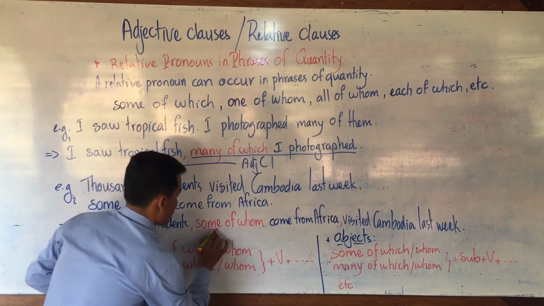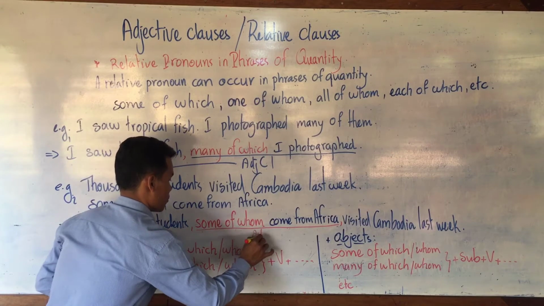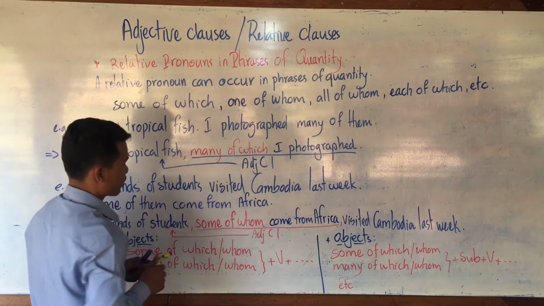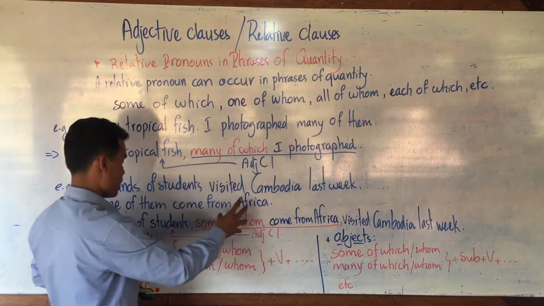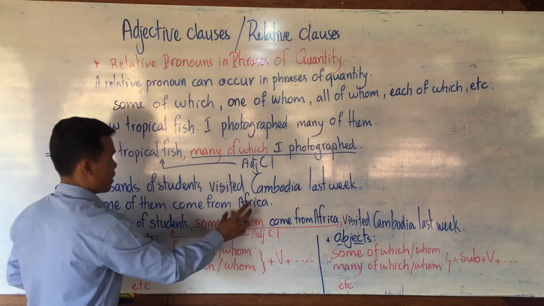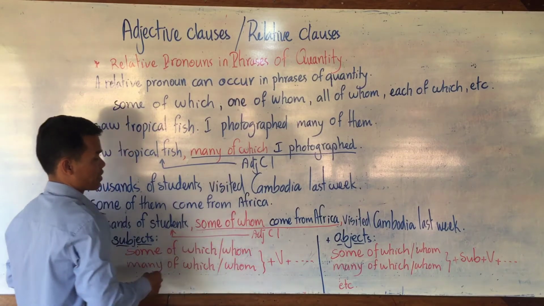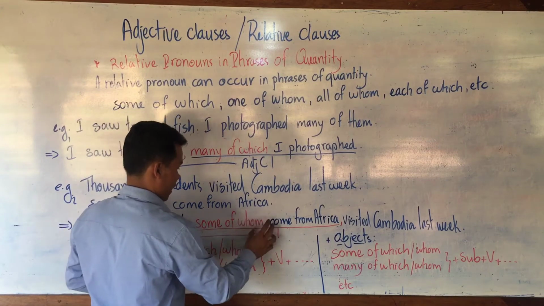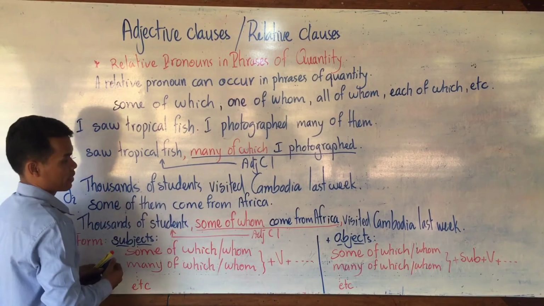So the adjective clause is from some of whom, and the adjective clause modifies students. How about the function of this quantity expression, some of whom? In the first sentence, some of them is the subject of the verb come. So some of whom replaces some of them. That's why it is also the subject of this adjective clause, because after it we can see the verb come.